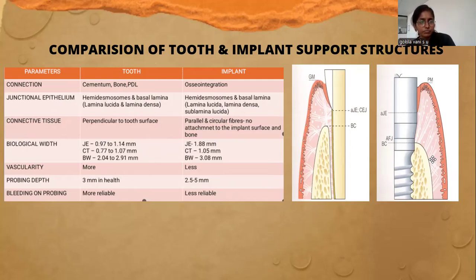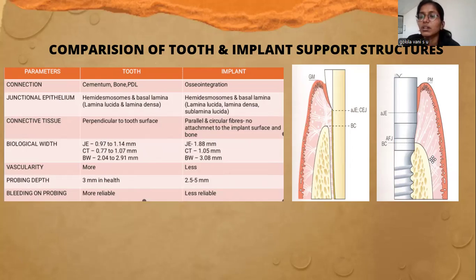And the junctional epithelium has hemidesmosomes and basal lamina. Here, the junctional epithelium also has the hemidesmosomes and basal lamina, and also lamina lucida, lamina densa, and sublamina lucida. Whereas the connective tissue in natural teeth is perpendicular to the tooth surface, whereas the connective tissue is parallel to the implant surface. Whereas biological width in normal natural teeth is 2.04, in implant it is slightly higher, which is 3.08.